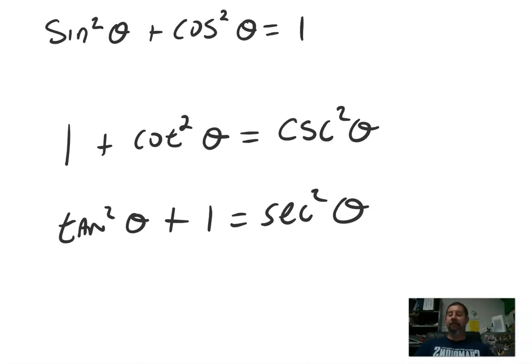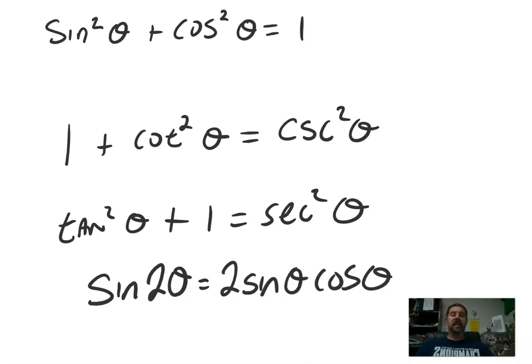On top of that, the other one that we need to know that you used in trig pre-calc, but you did not have to have memorized, I'm telling you it's going to be very important this year. You'll see it pop up all the time, is the double angle for sine. Sine 2 theta is equal to 2 sine theta cosine theta. You're going to want to have that down and memorized as well. So these four are the four that we need to know.